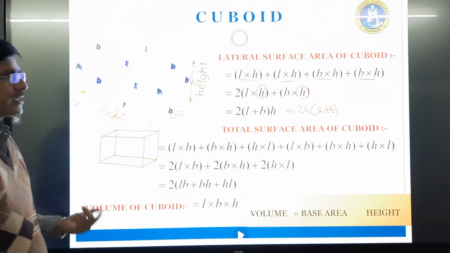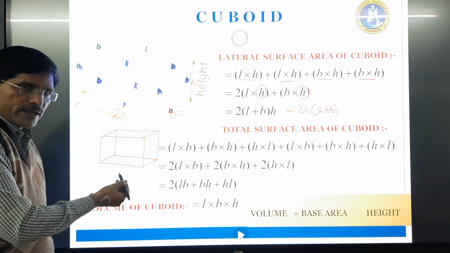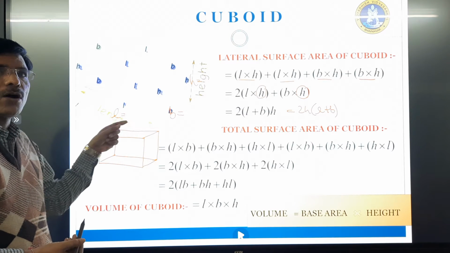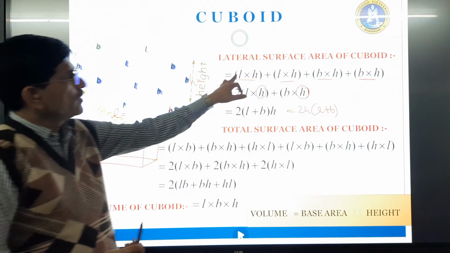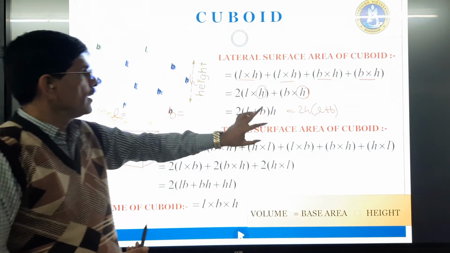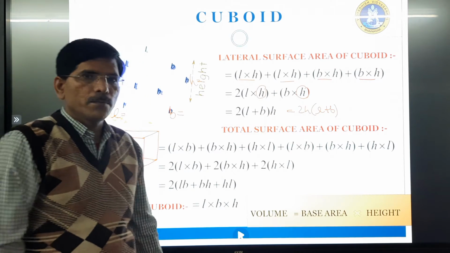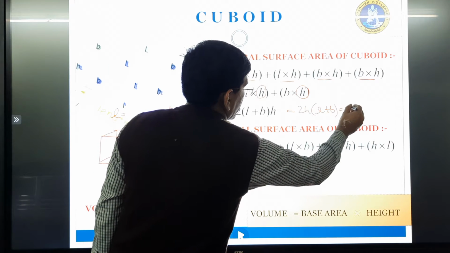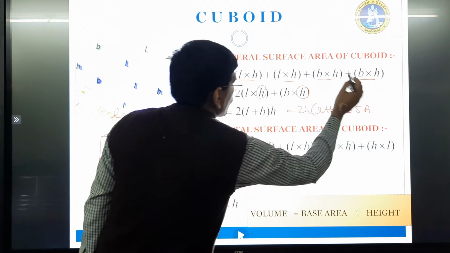Lateral surface area of a cuboid: there are six faces, but we do not include top and bottom. Only four sides are included. That is why it is 2h into L plus B. That is again the lateral surface area of the cuboid, which we say is LSA.